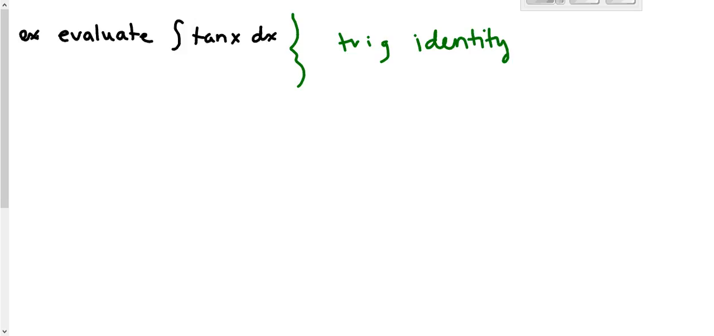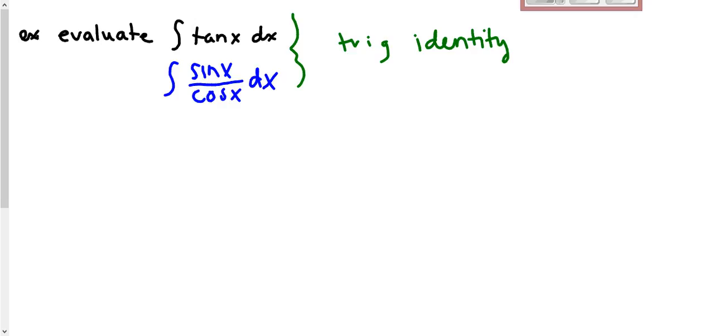So the trig identity that we're going to use, we're going to change tangent into sine and cosine. And the way that we can do that is tangent becomes sine x over cosine x, and then we have dx. Now, at first glance, this may not look like it actually helps us, but it does.